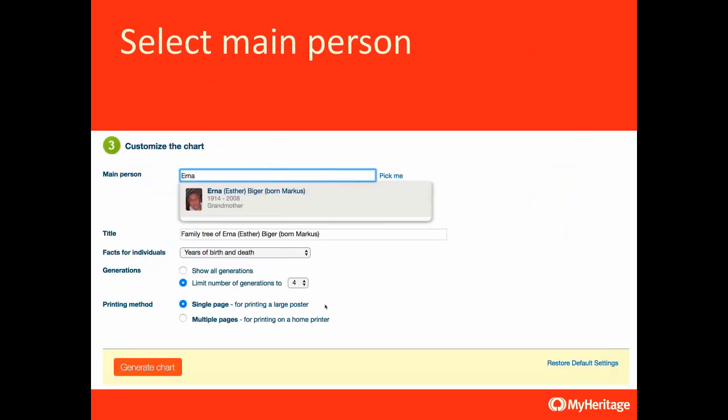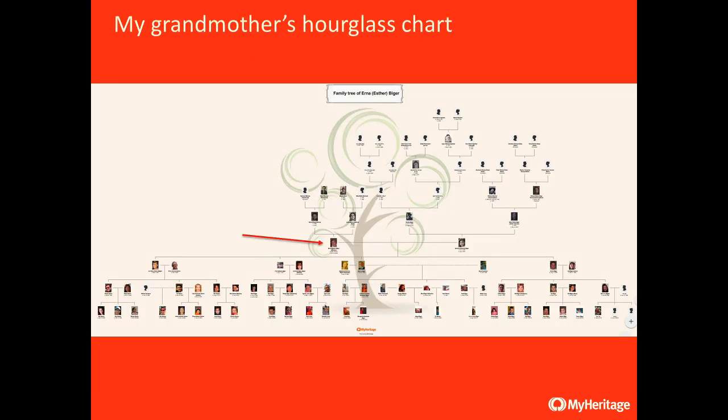So let's here again select a person as the root of this hourglass. And in this case, I'm choosing my grandmother. And when I generate the chart, and after a few seconds, I will see a chart that looks like this. So here is my grandmother, and I have an arrow pointing to her here. And below her are her children, and her grandchildren, her great-grandchildren. And above, I see ancestors of herself, and ancestors also of her husband, which is my grandfather.